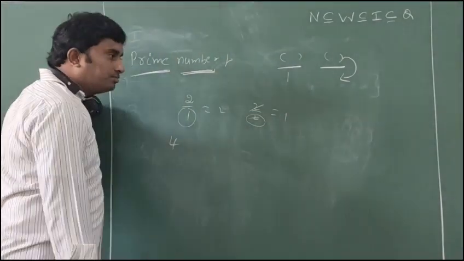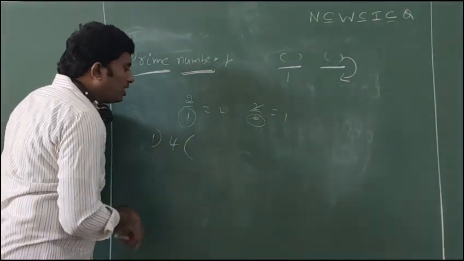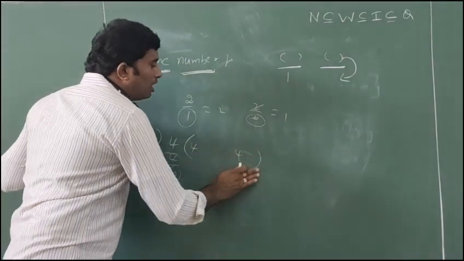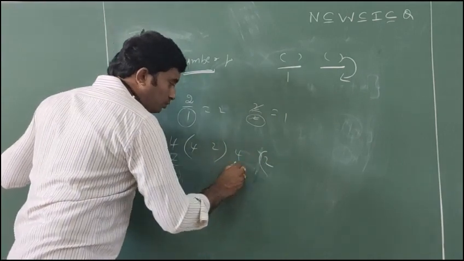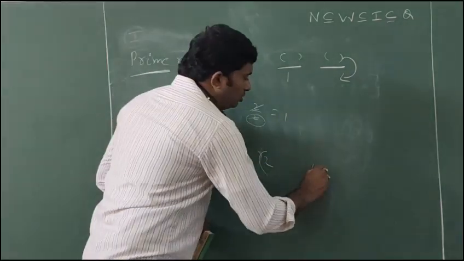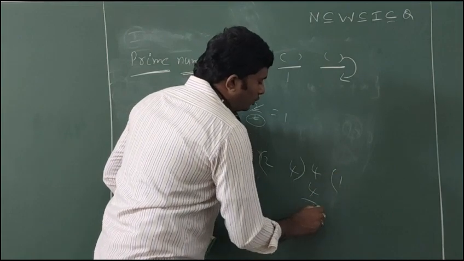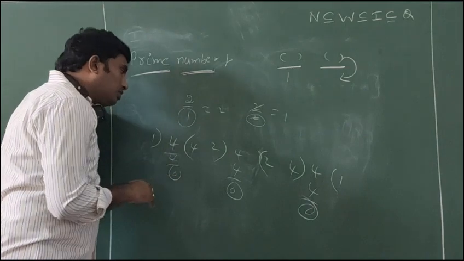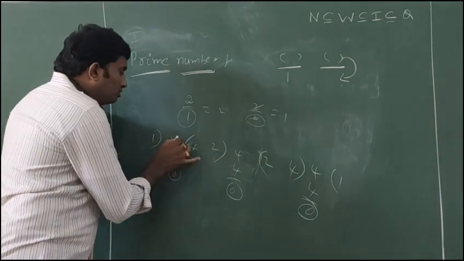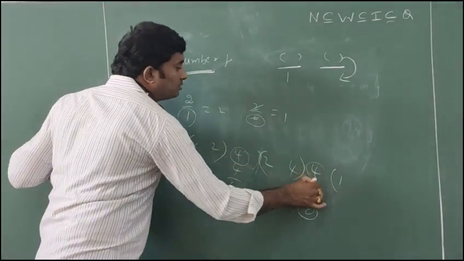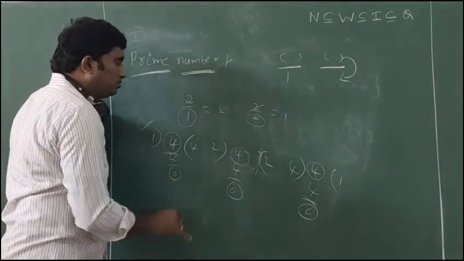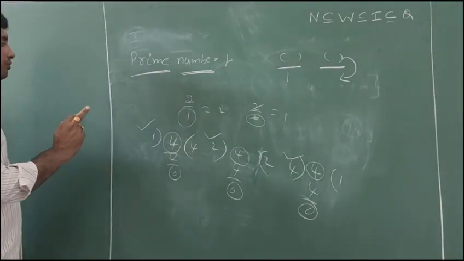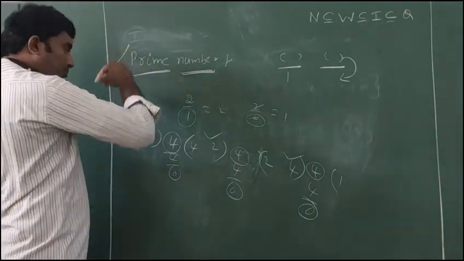What about 4? 4 is divisible by 1, by 2, and by 4. Divisible means multiple or factor. Therefore, the number 4 has three factors, 1, 2 and 4. So a number which has exactly two factors, 1 and itself, is called a prime number.